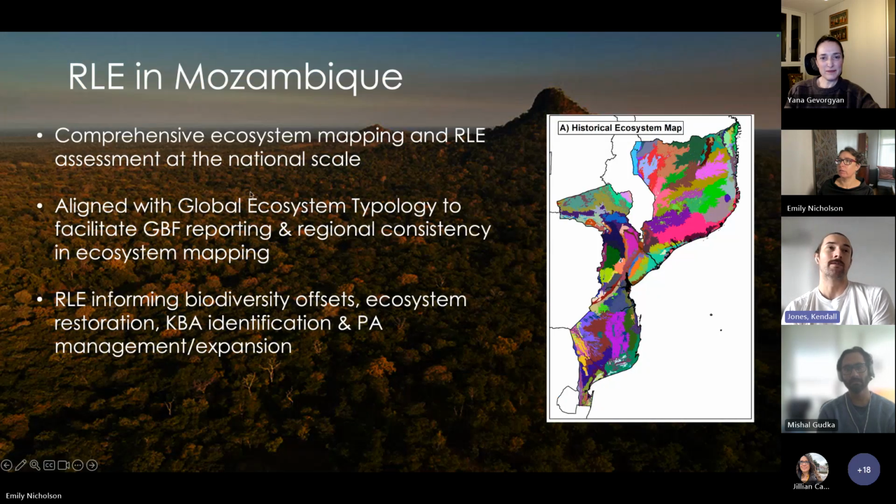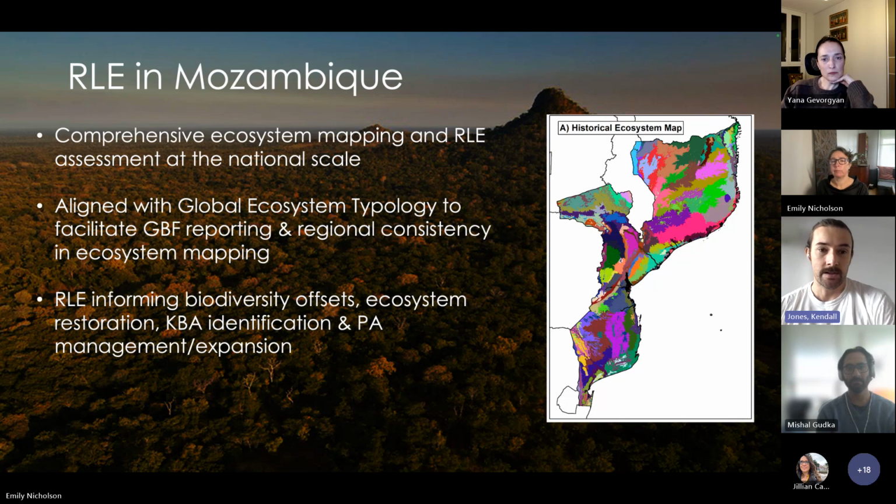I want to give a very brief overview of the process of the Red List of Ecosystems in Mozambique and how it's being used to inform environmental planning and GBF implementation in the country. At WCS we've been leading a comprehensive ecosystem mapping and Red List of Ecosystems assessment at the national scale for Mozambique. It's aligned with the Global Ecosystem Typology, which we've found a really useful tool to both inform the mapping and the development of the ecosystem map, as well as facilitating GBF reporting, like Emily has mentioned, as well as giving us regional consistency so that we can cross-stitch the maps from neighboring countries to do regional assessments. And it's informing conservation planning and environmental decision-making across Mozambique in a number of ways, which I'll get into a bit later.